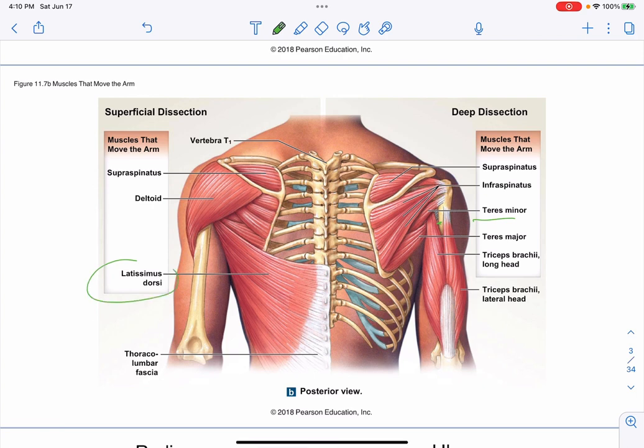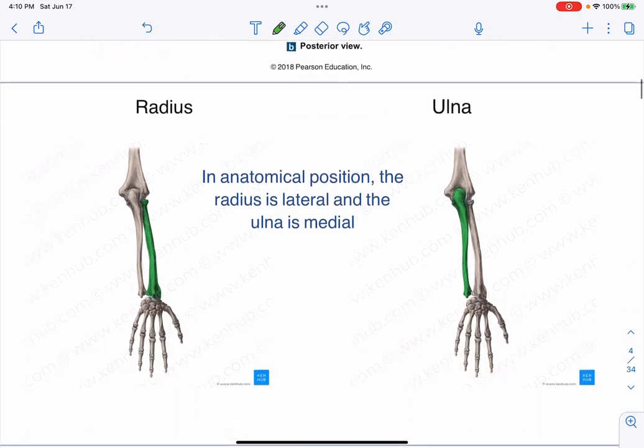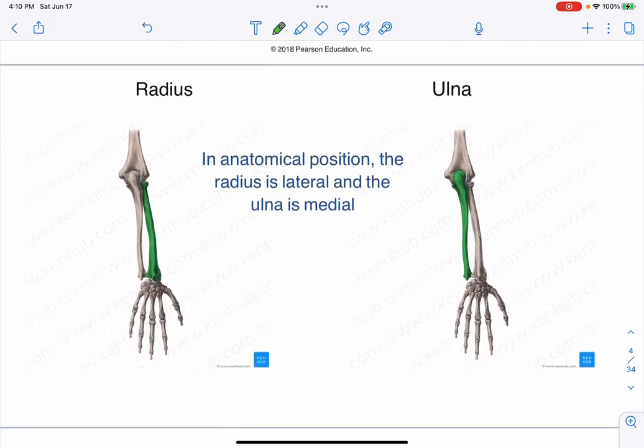We already went over the lats, the latissimus dorsi. And now let's begin talking about the radius and the ulna. So these are the bones in the forearm. And it is important to note the orientation of these bones in anatomical position. So the radius is lateral. Remember, in anatomical position, if we're standing, our palms are facing forward. So the radius is lateral and the ulna is medial. So make sure that you understand the orientation of these bones.